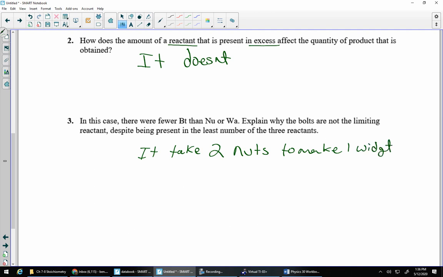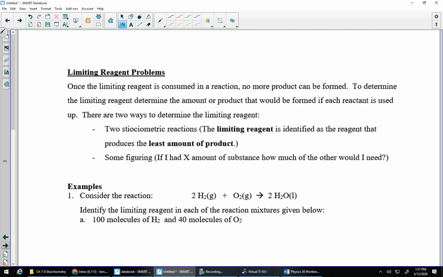So even though there's more nuts, it's still our limiting reagent. We run out of those first. Cool. So this is the big idea here, right? It's what you run out of first. That's your limiting reagent. It's going to limit how much product you can make. And anything that's left over is an excess reagent. It's not going to limit what you make at all, right? It's extra. It's excess. Cool.